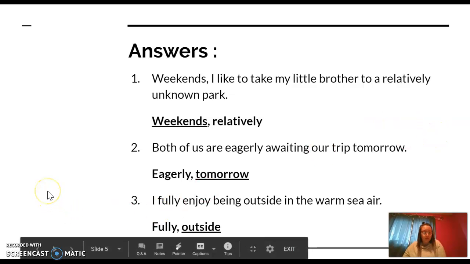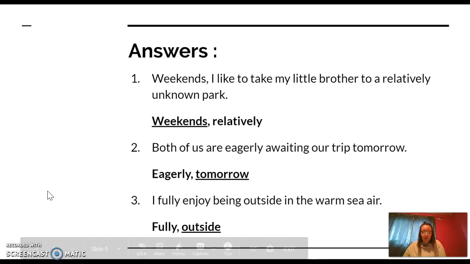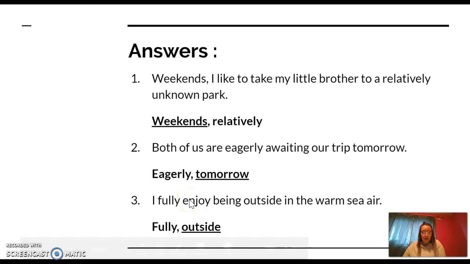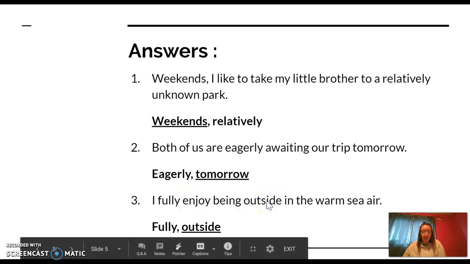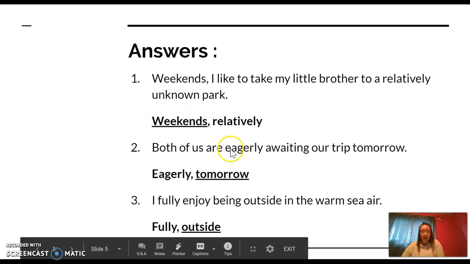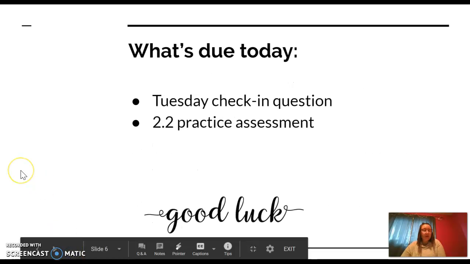3, I fully enjoy being outside in the warm sea air. Our 2 adverbs are fully and outside. Fully is modifying the verb enjoy, and outside is modifying the verb being. And we're designating that place. We are being, where are we being? We're being outside. All right, so you can kind of see the trend. Time, place.